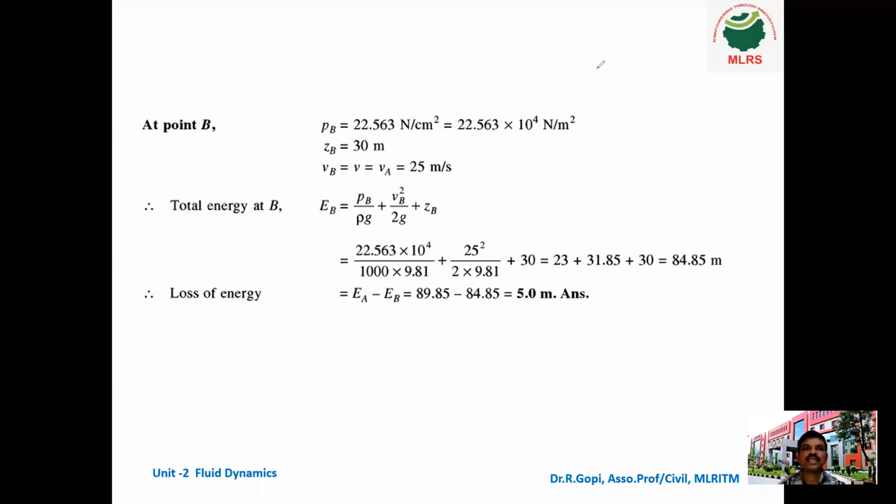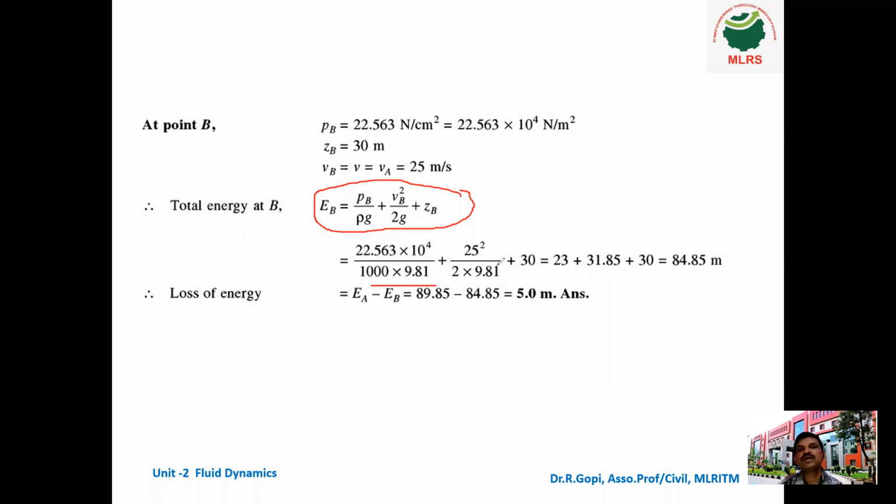total head or total energy at point B. Okay. So now write the equation. EB is equal to, EB is nothing but the total energy, equal to PB divided by rho g plus VB square by 2g plus ZB. Okay. So now substitute all the values. What is PB? PB is 22.563 into 10 power 4. Rho means 1000, g is 9.81. Okay, substitute all the values.